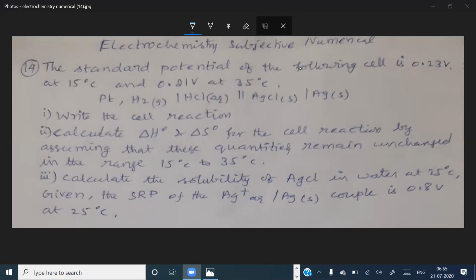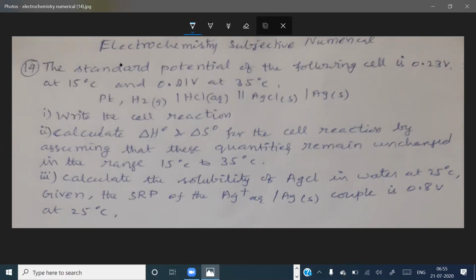Write the cell reaction. First subdivision is write the cell reaction. Second subdivision: calculate delta H naught and delta S naught. What is the assumption? From 15 to 35 degrees Celsius, delta H naught and delta S naught remain the same. That's what they are saying. For the cell reaction, we have to find these values, which remain the same when the temperature ranges from 15 degrees Celsius to 35 degrees Celsius.